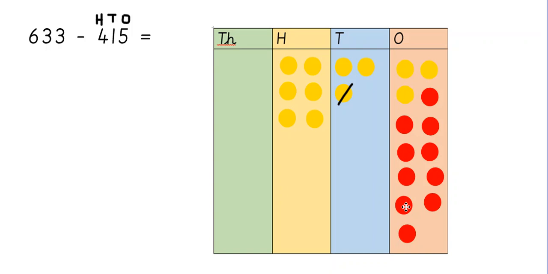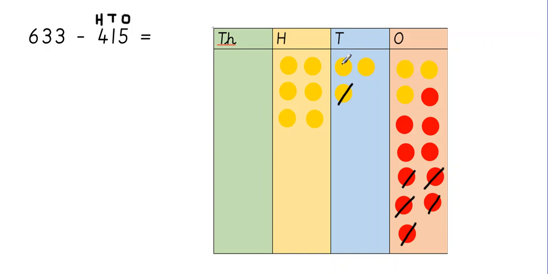So now in my ones column, I've got 1, 2, 3, 4, 5, 6, 7, 8, 9, 10, 11, 12, 13. I want to take 5 away, so I can now do that because 5 is less than 13. So I'm going to cross out 1, 2, 3, 4, and 5 because I wanted to minus 5 from my 13. I'm then going to move to my tens column.